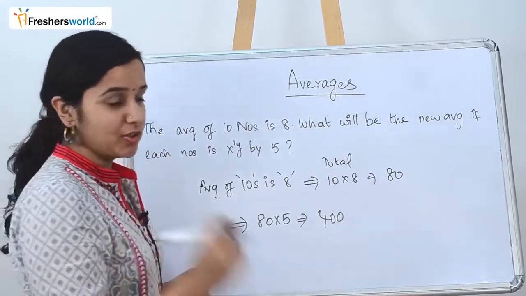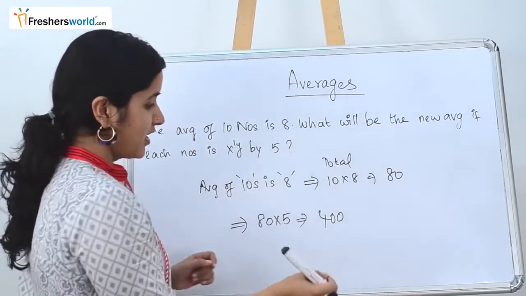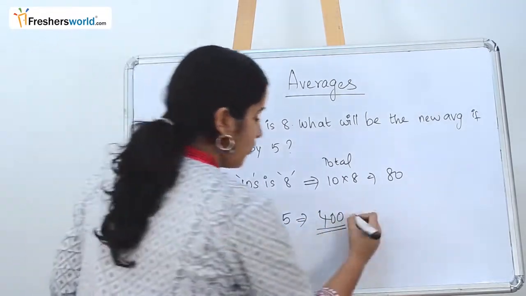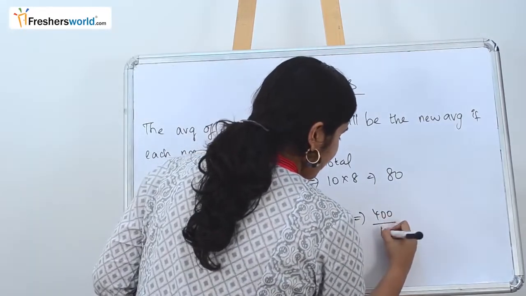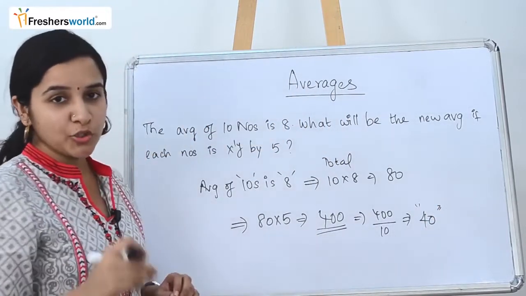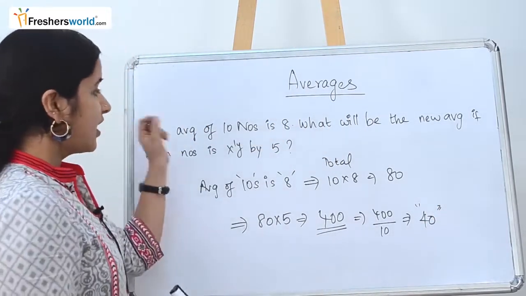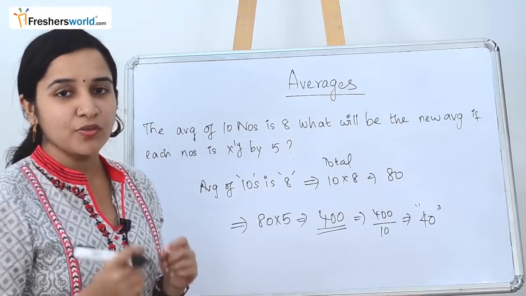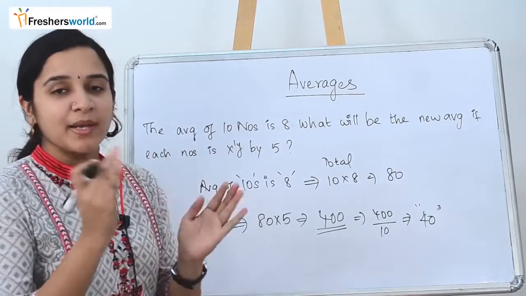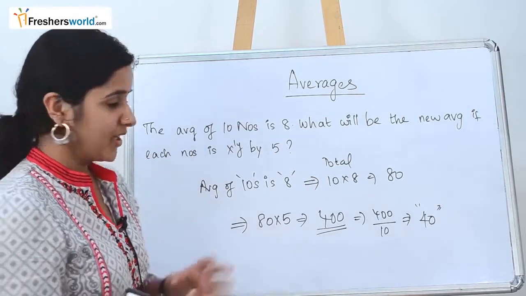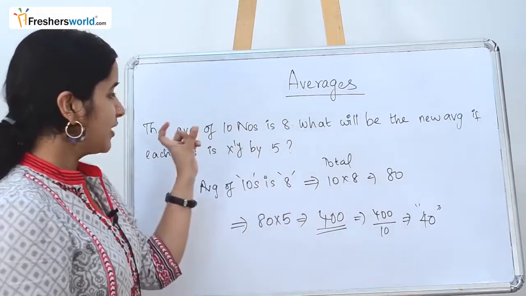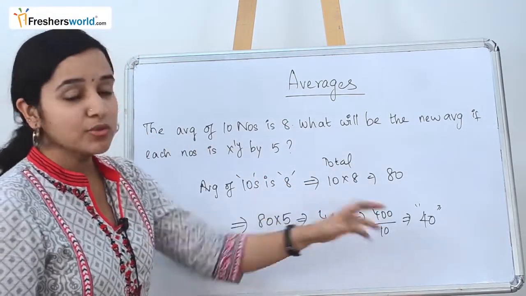So what are they asking? They are not asking you to find the total. They are asking you to find the new average. We know the total value is 400 and the total number of numbers is 10. So 400 by 10 will give you the average, which is 40. So 40 will be your new average. What we did here: the earlier average of 10 numbers is 8, so we got the total value. Then we multiplied it by the number given, divided by the total number of numbers, which gives you the new average.